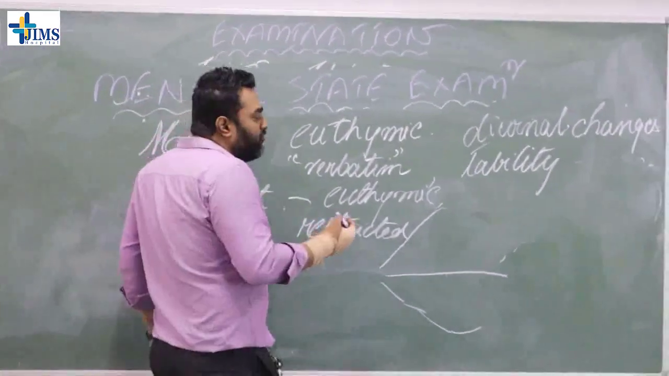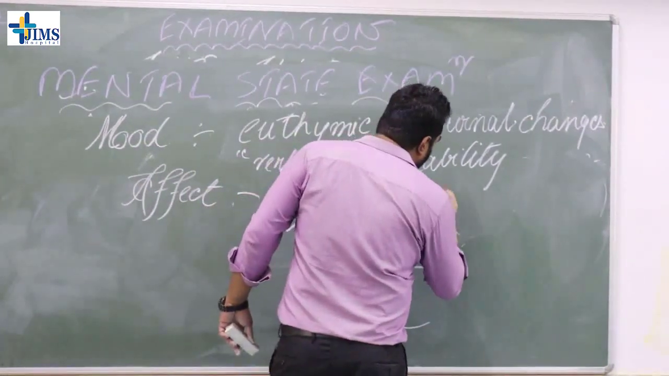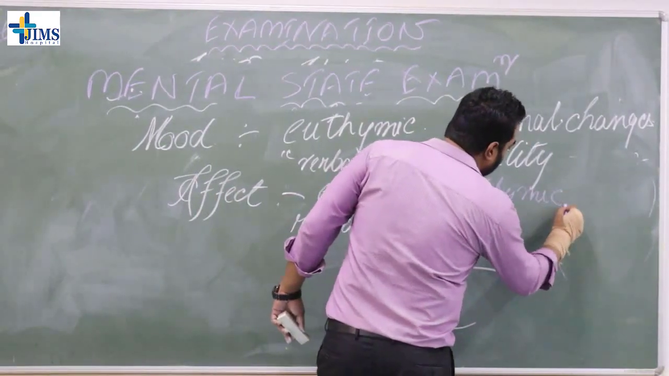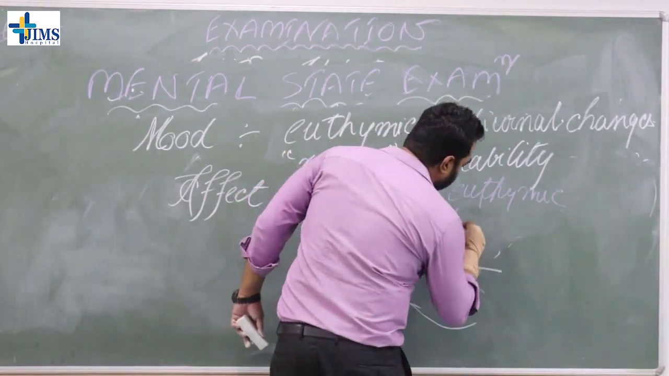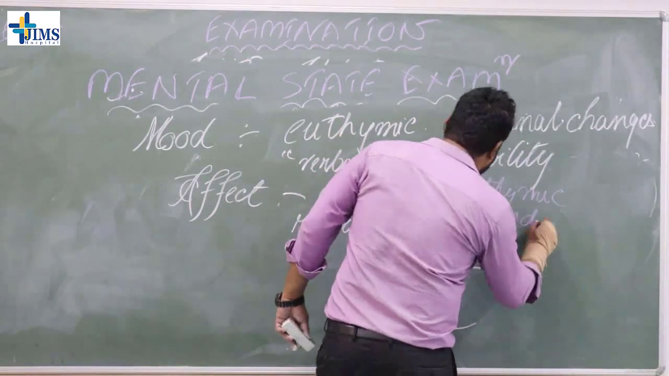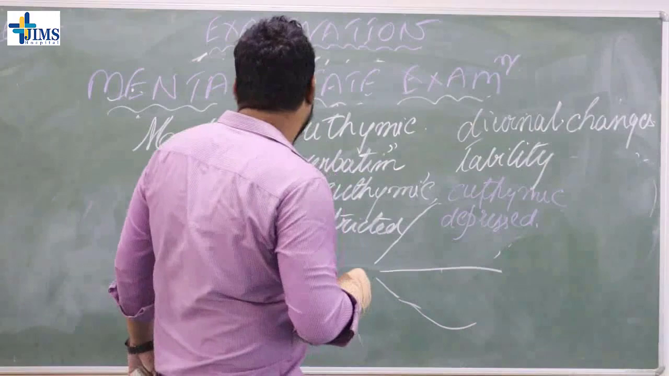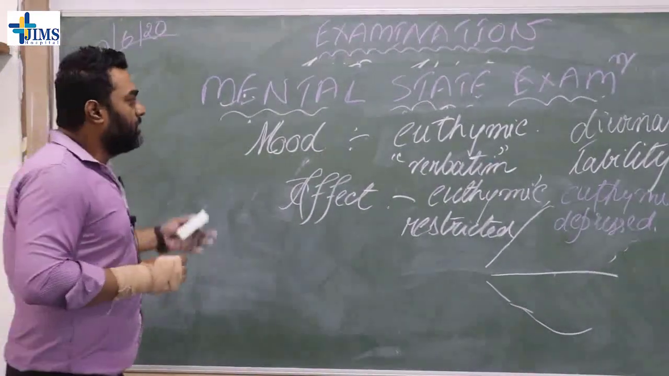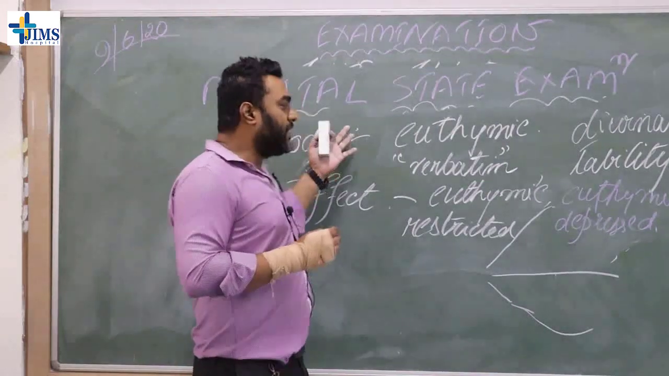So either we can write euphoric, euthymic, depressed, and so on and so forth. So appearance and behavior, speech, then comes mood, then comes affect.